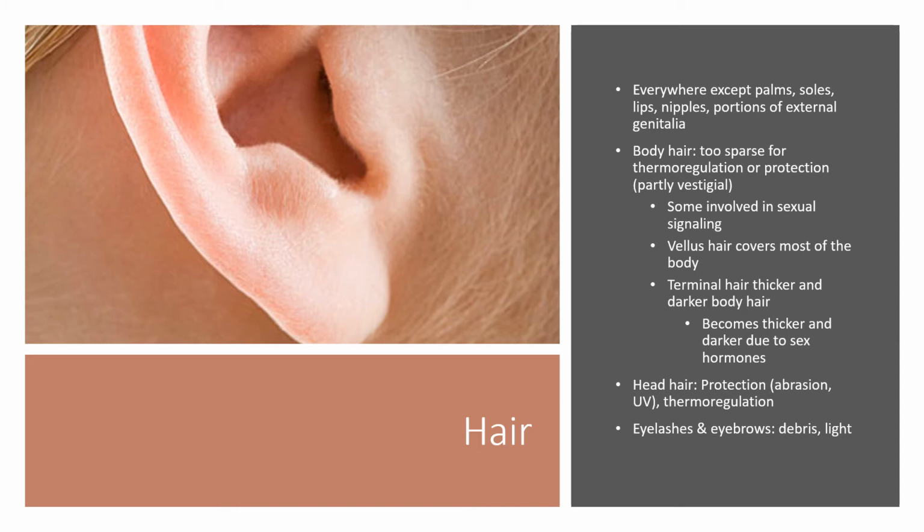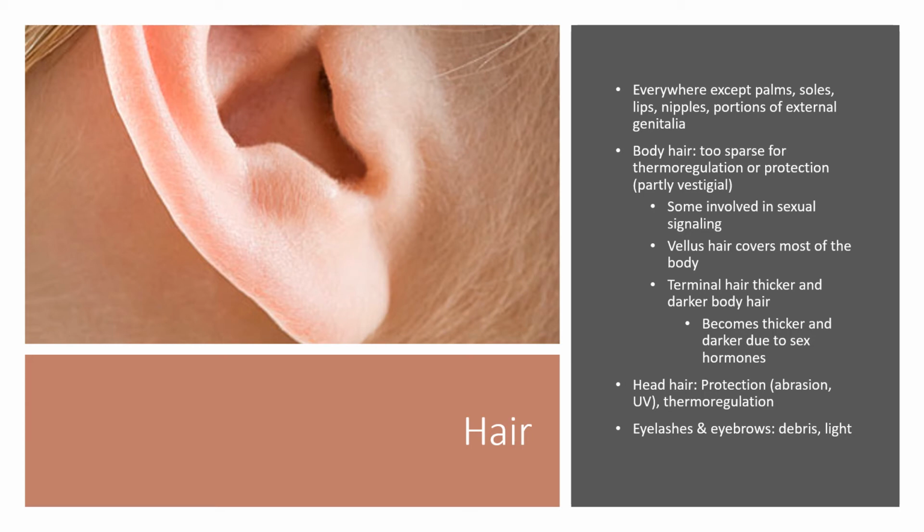Some of our hair is involved in sexual signaling. So for example, facial hair, pubic hair, or axillary hair, all of those start to come in around the time of puberty. Your hair texture will sometimes change around the time of puberty, and in many people, it'll get a little thicker around that time, and those can help signal to potential future mates that you're of reproductive age.